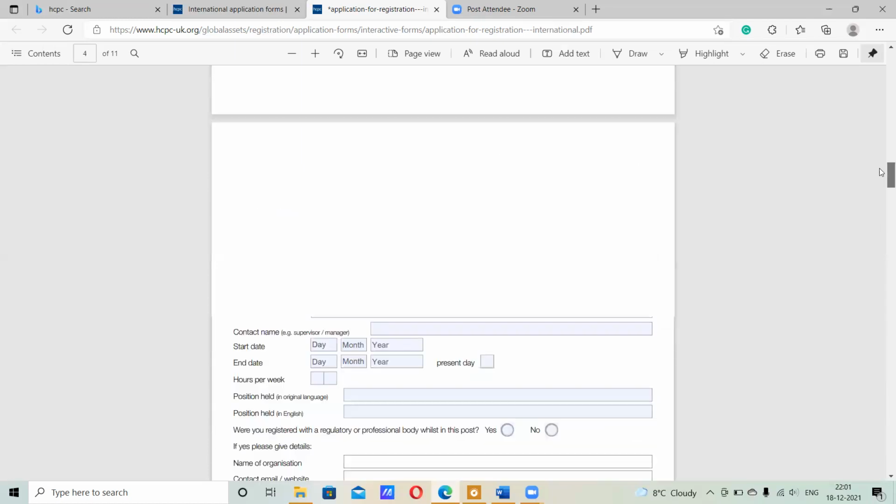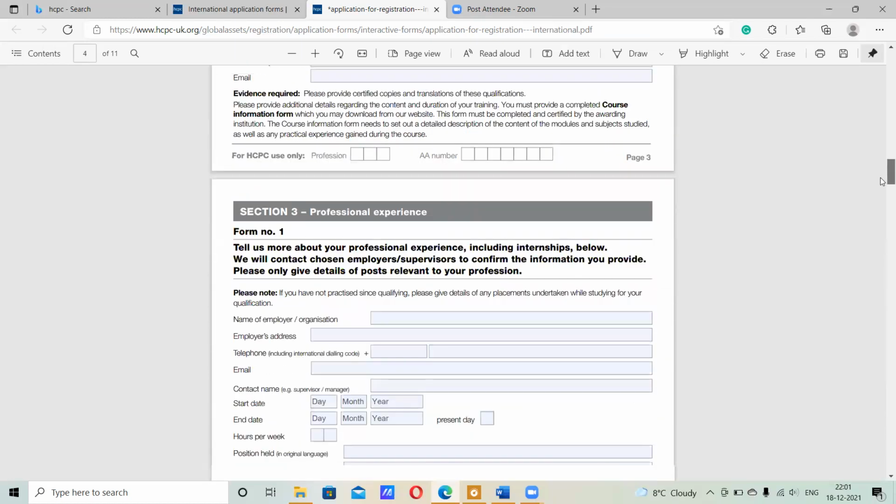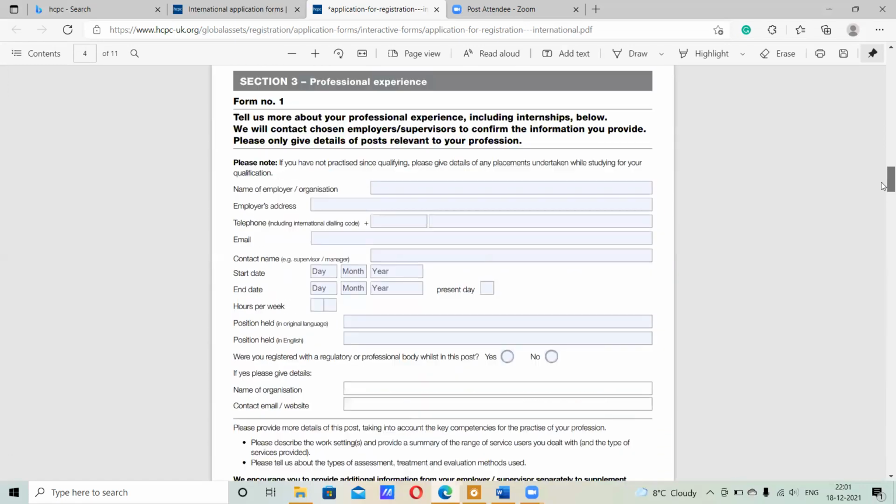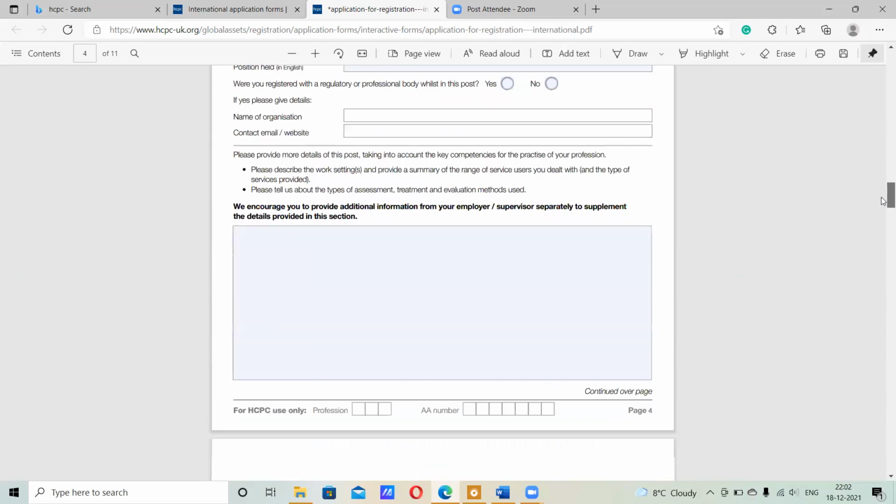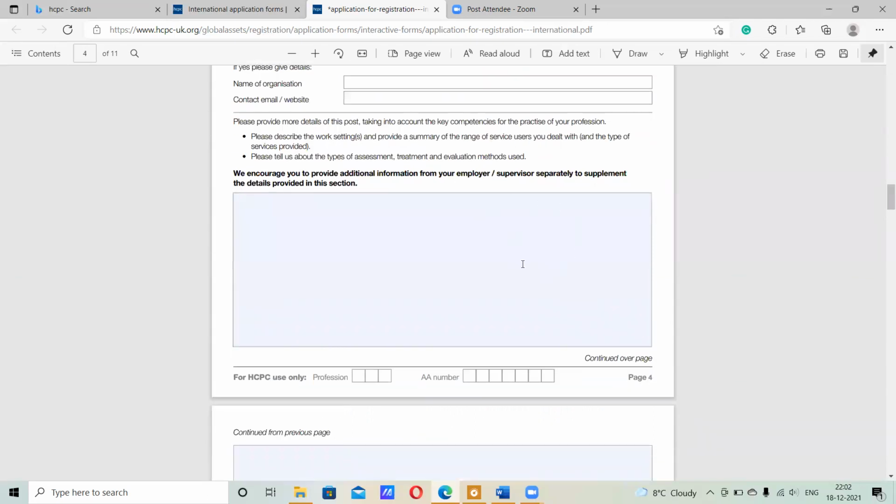let's just come to the work experience section real quickly. So, the professional experience section. Last time, we filled out all of this content and I listed out exactly the points that you would want to write down in this blank section. Let's just read carefully what this says. We encourage you to provide any additional information from your employer or supervisor separately to supplement the details that you have provided in this section.